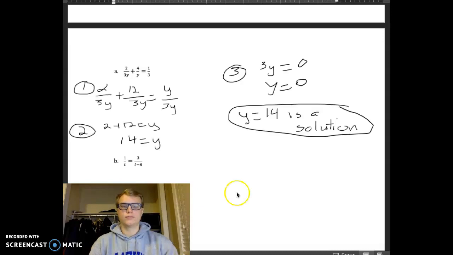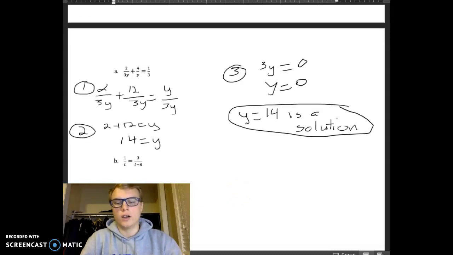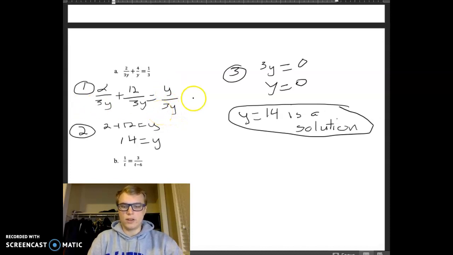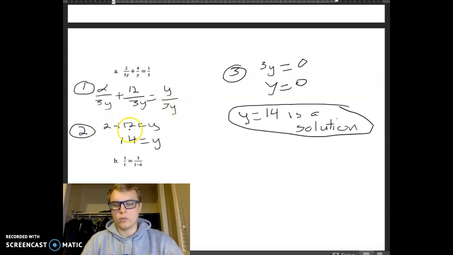All right, here we go. All right, so for this one, our common denominator should have been 3y. So we multiply 4 over y by 3 over 3, and we get 12 over 3y. And then for 1/3, we have to multiply y over y to get the bottom to be 3y. So we have now 2 over 3y plus 12 over 3y equals y over 3y. We ignore the denominator now, so we just have 2 plus 12 equals y, so that's 14 equals y. Actually ends up working out pretty well.